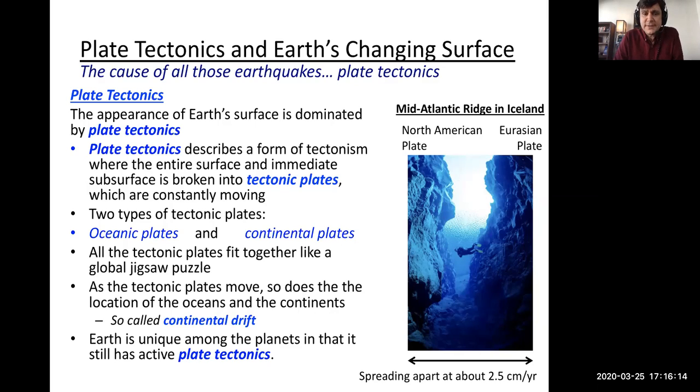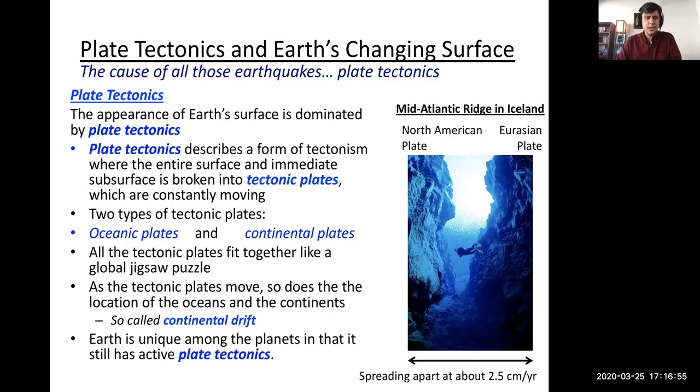So, plate tectonics, the fact that the entire surface of the Earth is constantly moving around, is a form of tectonism where we break up the entire surface of the Earth into individual plates, tectonic plates. You can think of taking the globe of Earth and making a jigsaw puzzle out of the surface. Each one of the puzzle pieces can move around, which gives us two different types of tectonic plates. The ones where we see land masses, the ones where the continents exist, continental plates, and then the tectonic plates that lie beneath the oceans, oceanic plates. These are not static things. They are constantly moving around.